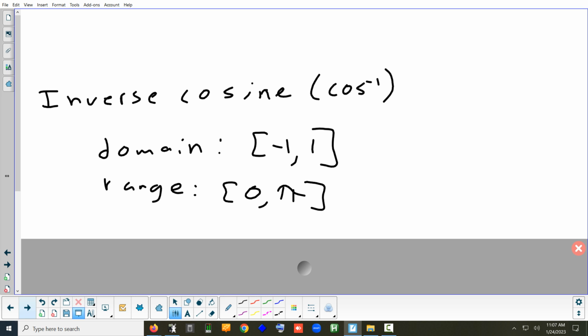Again, the big picture, the whole reason why we're doing this is because if we don't limit it, there are infinite amounts of answers. That's where these restrictions are coming from. We're forcing the graph to pass the horizontal line test.